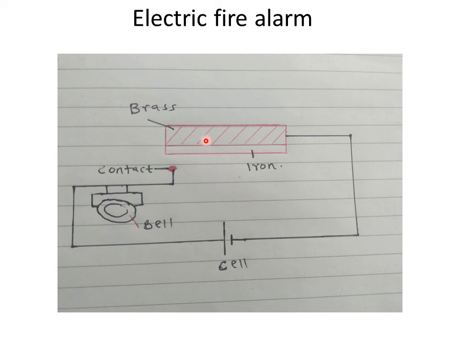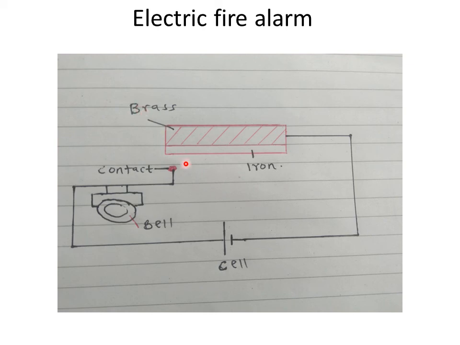So remember, the electric fire alarm also has a bimetallic strip here, which consists of brass and iron. Now remember that brass will always expand faster than iron because it has a higher linear expansivity. Same case to contraction. So when there is a fire outbreak within a room, a fire outbreak is accompanied by an increase in temperature. So the temperature of the room will increase, meaning the brass will expand faster than iron.